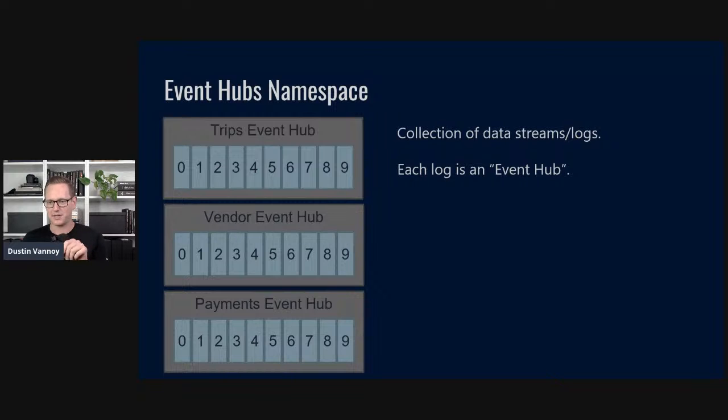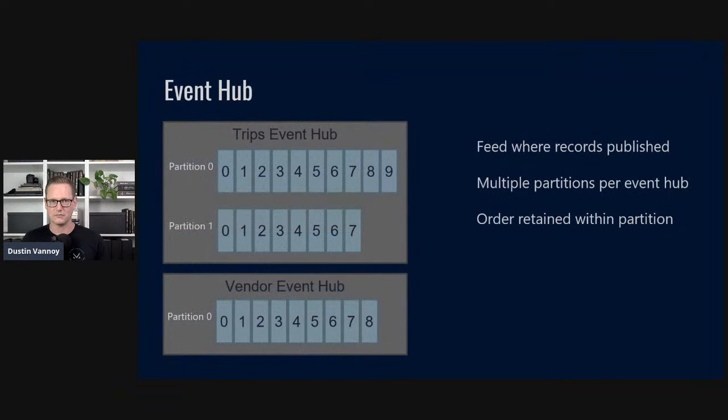So when I say topic, I'm talking in Kafka terms, and we'll use the Kafka API for this. And if I say event hub, it's the same concept. It's this set of data. Now within each event hub, you can set partitions.